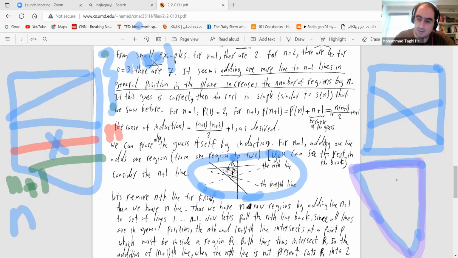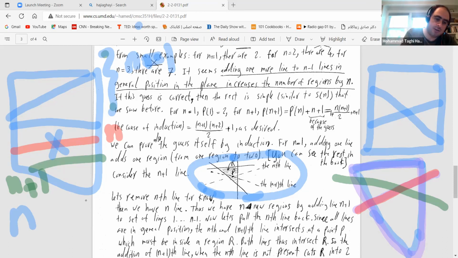This was the nth line. I think that's the one that we have. So let me have it. This was the nth line, in the same color that I used there. And the other one was this. So we will say that there is one region where the lines n and n+1 are intersecting. In all other regions, it would be something like this. In all other regions, it would be something like this that we have here.